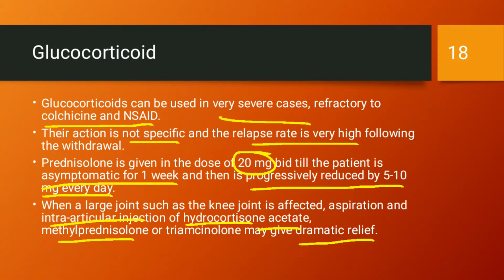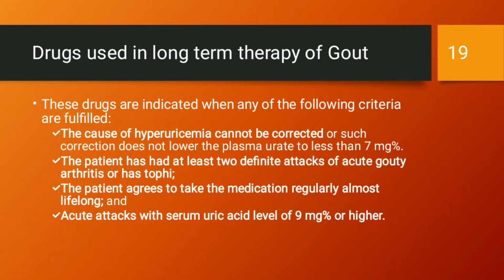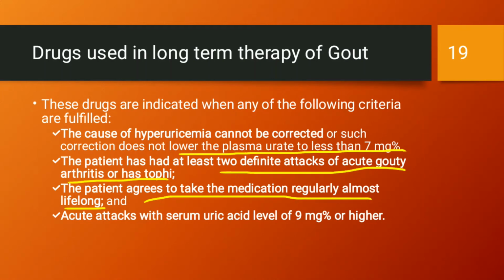Okay, so drugs which are used in long-term therapy of gout are indicated when any of the following criteria are fulfilled. The first criterion: the cause of hyperuricemia cannot be corrected, or such correction does not lower the plasma urate to less than 7 milligram percentage. Second: the patient has had at least 2 definite attacks of acute gouty arthritis or has tophi in the soft tissues. The patient agrees to take the medication regularly, almost lifelong, and has acute attacks with serum uric acid levels of 9 milligram percentage or higher.